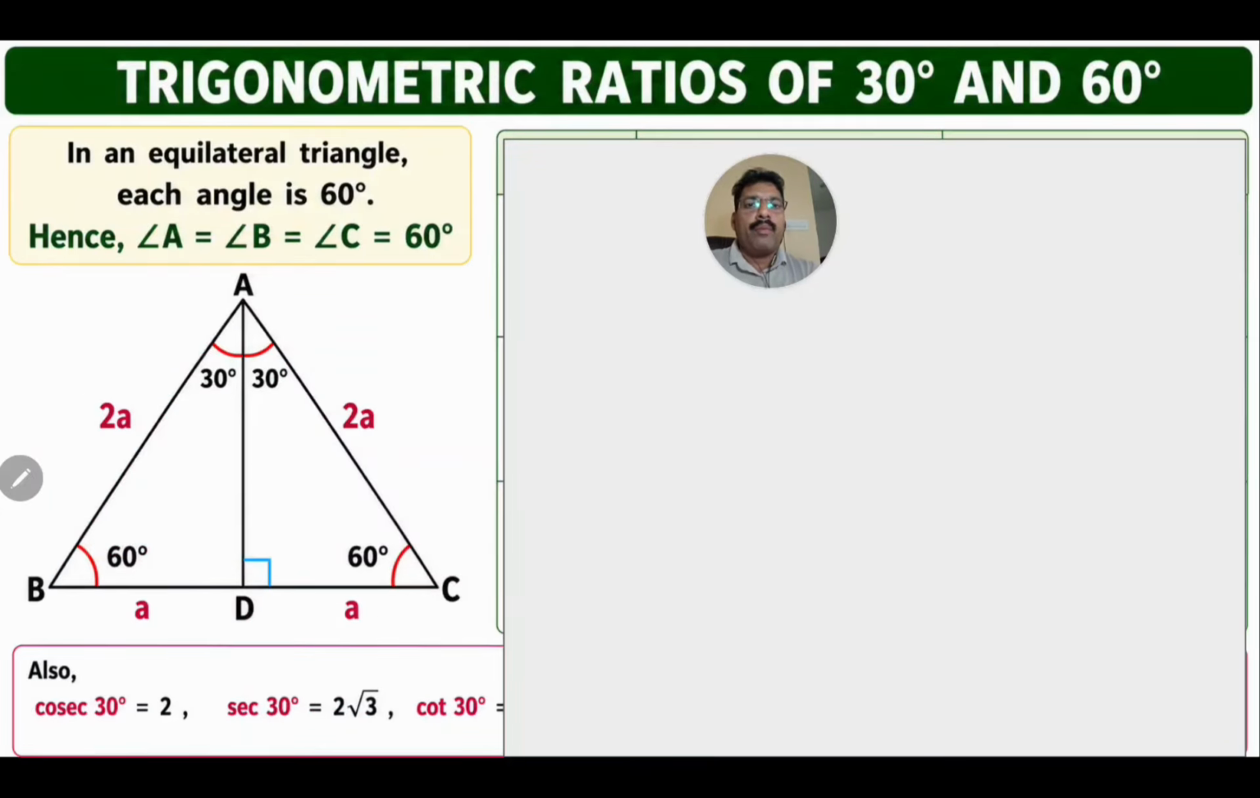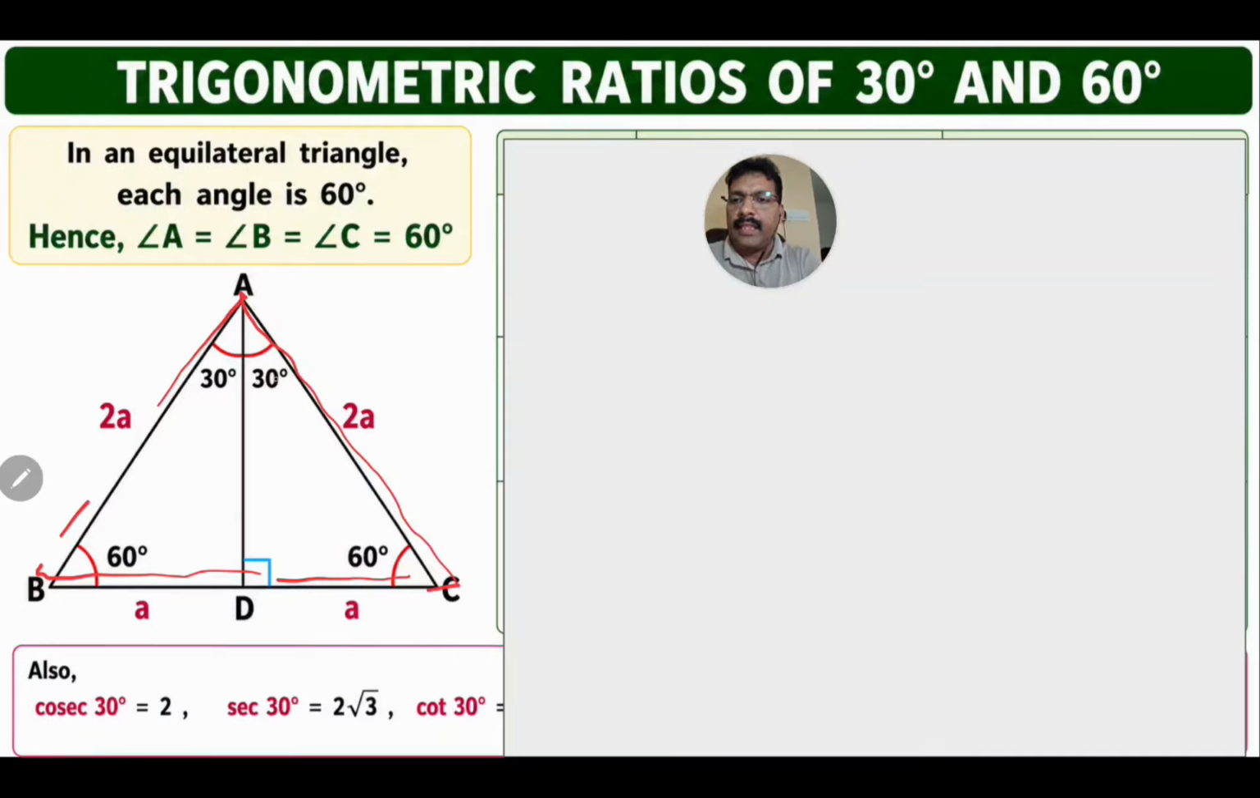Trigonometric ratios of 30 degrees and 60 degrees. For 30 degrees and 60 degrees, first I am taking an equilateral triangle. Equilateral triangle ABC, all the three angles are equal. In an equilateral triangle, each angle is equal to 60 degrees. One angular bisector I am drawing from vertex A on the side BC. Angular bisector means the total 60 degrees angle will bisect into 30 degrees and 30 degrees.